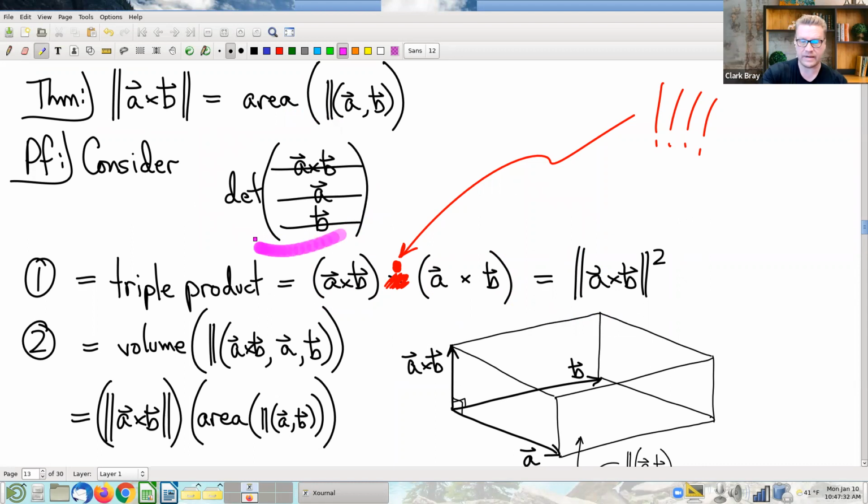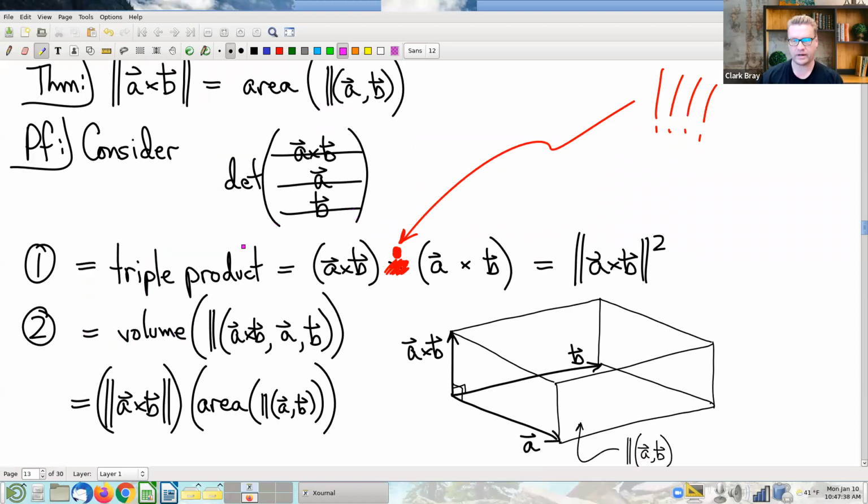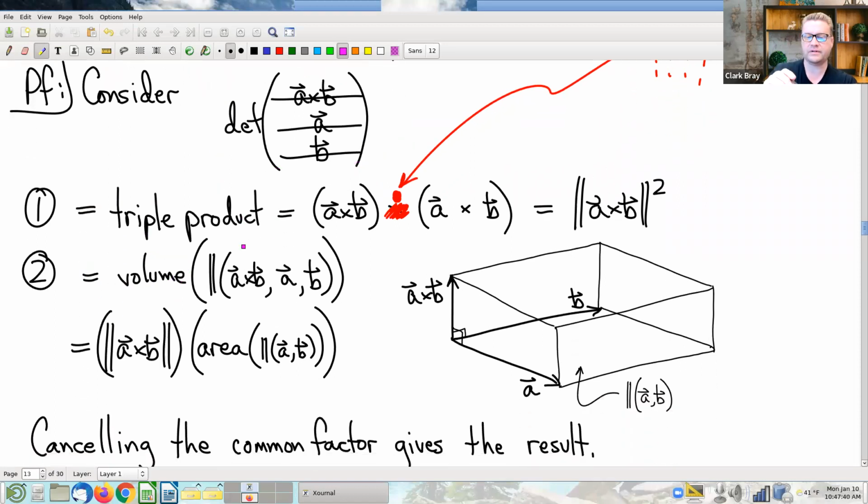So what else can I say about this determinant? Well, determinants are volumes, right? So it's the volume of a certain parallelepiped, and specifically the parallelepiped whose edges are the cross product, and then A, and then B, right? So let's cross product A, B.